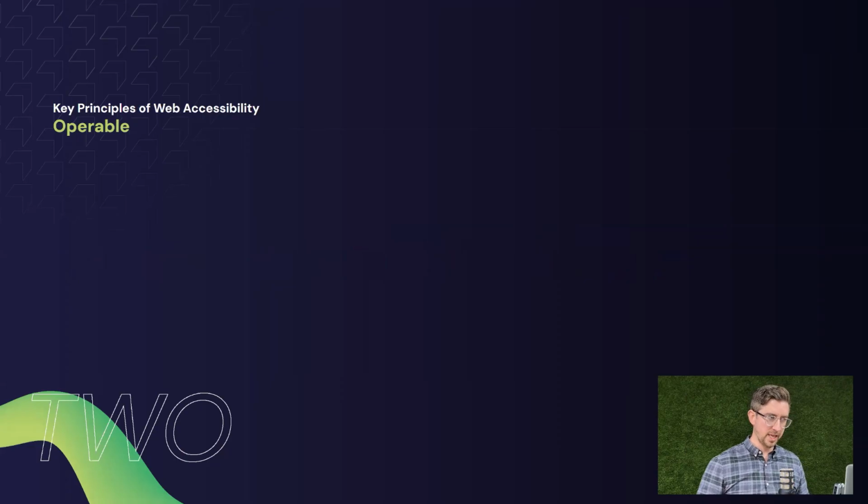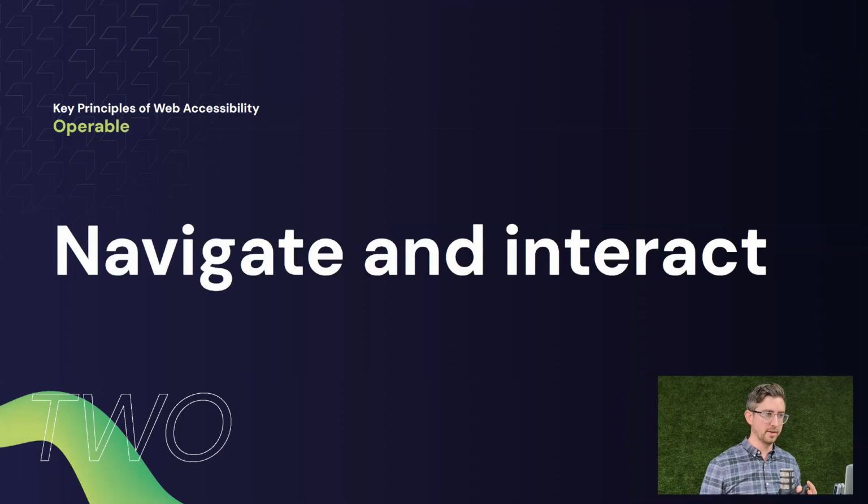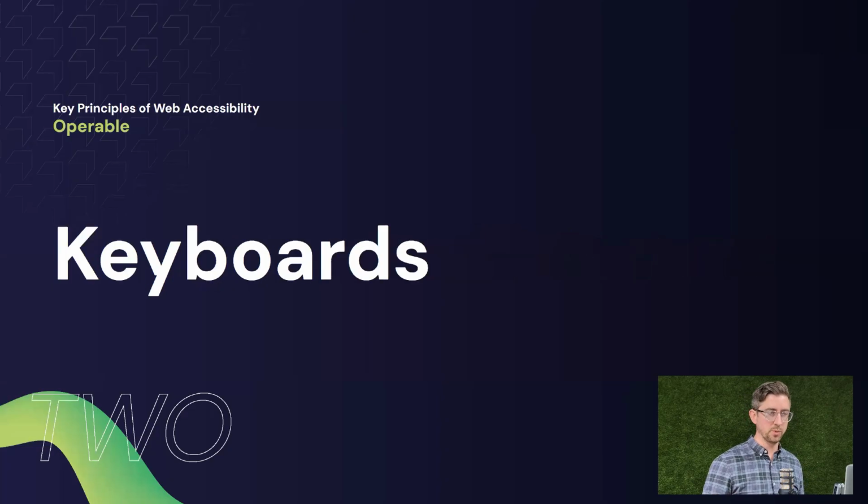The second key principle here is making sure it's operable. You should be able to navigate and interact with your website using various tools. Now, the tool that we naturally go towards would be a mouse: clicking around, navigating content, and starting to create our journey throughout a website or app. Most people will interact in this way, but some people will interact solely with a keyboard.